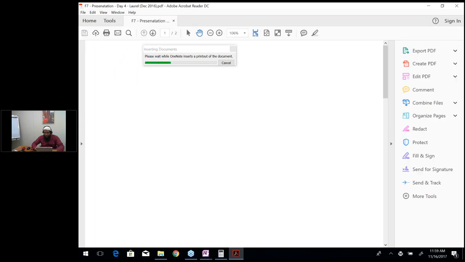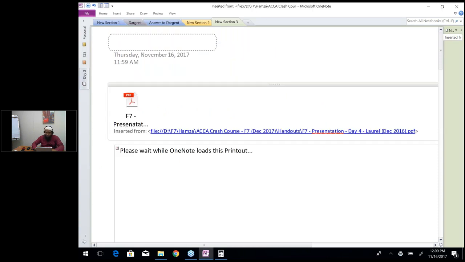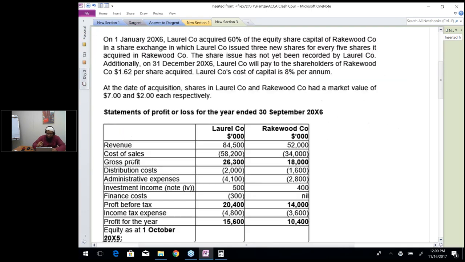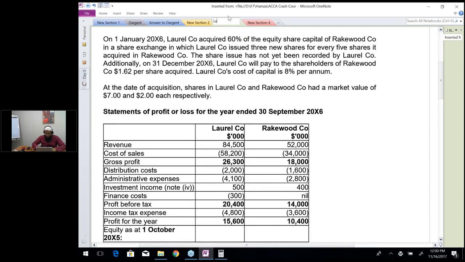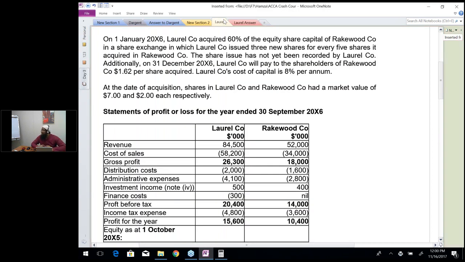So let's insert the new question. Okay, now we are going to solve the income statement question. Sayed Maz wants to know about goodwill working. Maz, this is something now you can discuss on the WhatsApp group.